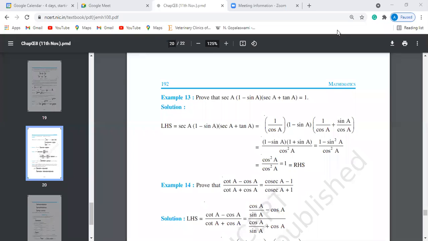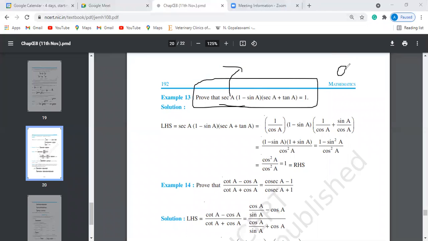Now we have to prove some of the problems. They will give questions like this, and then you have to prove. Okay, how to do it? See, the first step when they give questions like this is that you have to convert whatever is there into cos or sine. That will be the easy method that you can do.